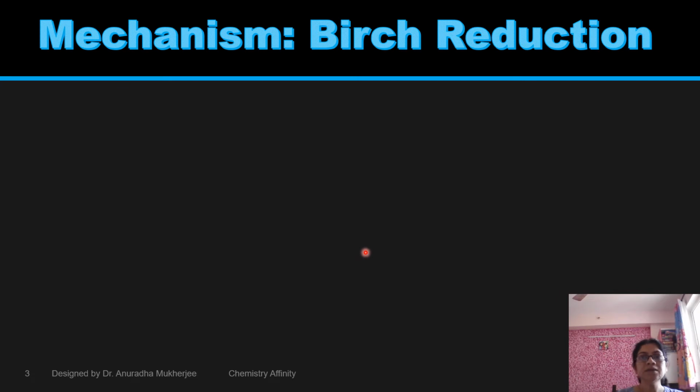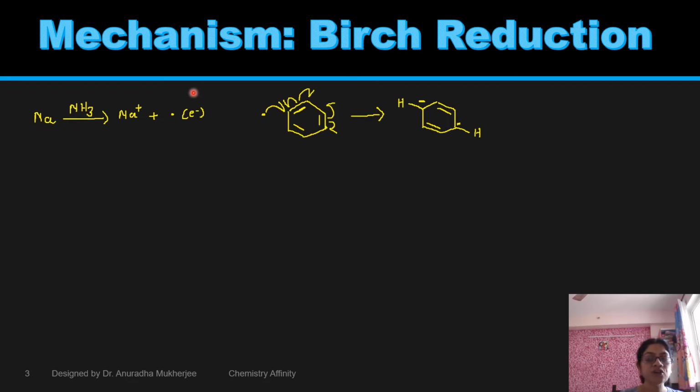Let's understand the mechanism of Birch reduction. So initially in presence of ammonia, sodium loses one electron, it gives you Na+ and one electron. Now this electron acts as a nucleophile to the aromatic system. So here you can see that the electron attacks the aromatic system, and here one anion forms and, opposite to the anion at the 4 position, a radical forms. So this is called benzene radical anion.